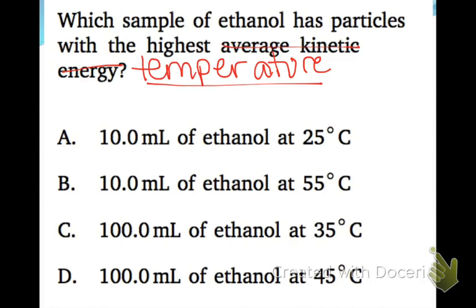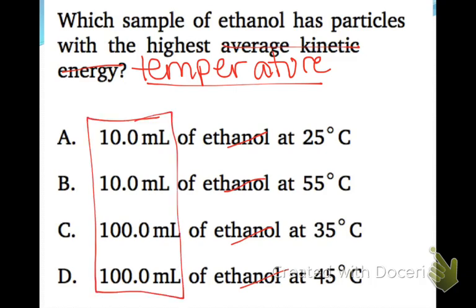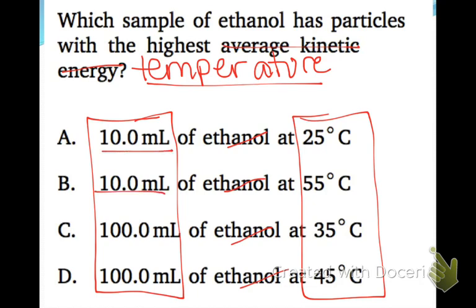Looking at all of these, we know it's dealing with ethanol, so that we can get rid of. And here we have a measure in milliliters, volume. And here we have degrees Celsius. They're trying to trick us with these milliliters. They're trying to see if we get confused by adding 10 milliliters versus 100 milliliters. None of those milliliters matter because we're just dealing with temperature. So here we want the highest temperature, which ends up being B, 55 degrees Celsius.